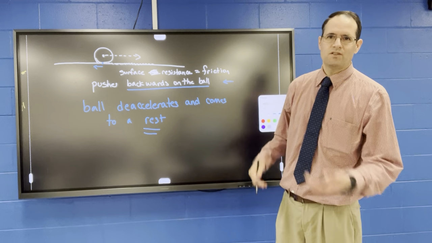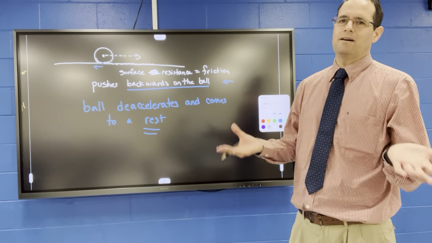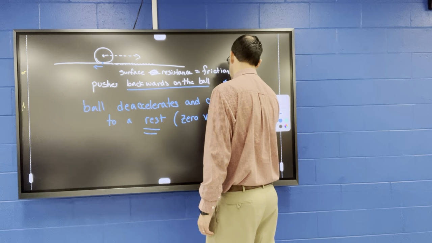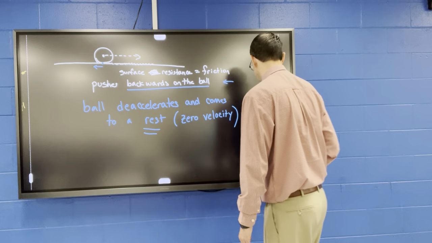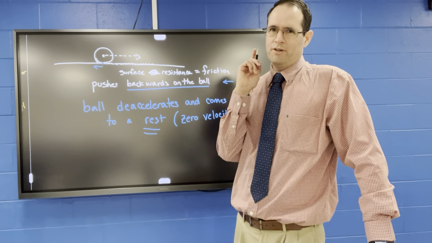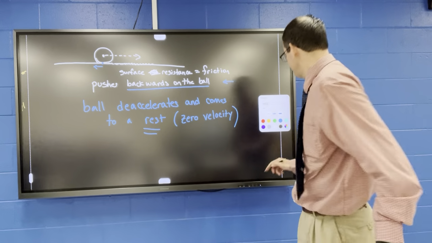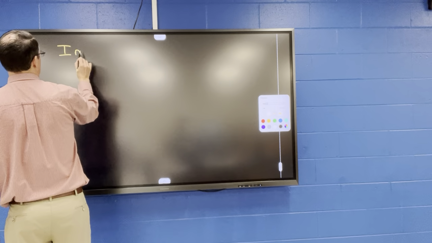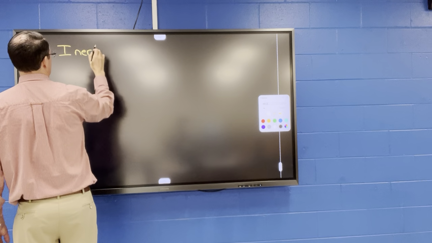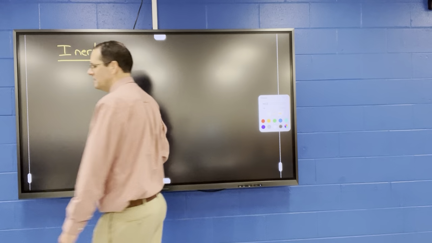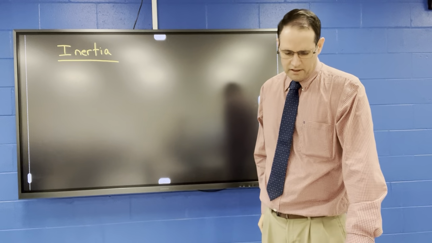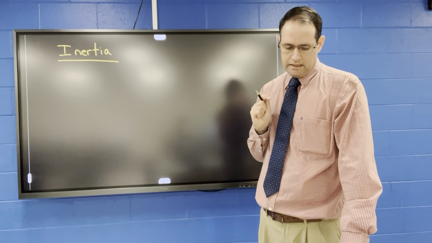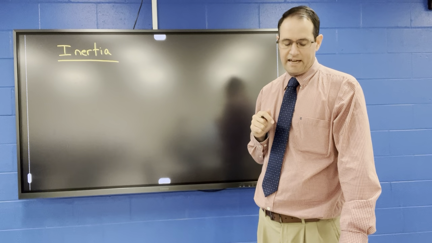We use this term a lot in physics, resting state or rest. It just means the ball is not moving. It has a velocity of zero. Now, this brings up a very important point, and I want to give you a new vocabulary word, inertia. Inertia is defined as the tendency of an object to remain in an unchanging motion, whether actually moving or at rest.